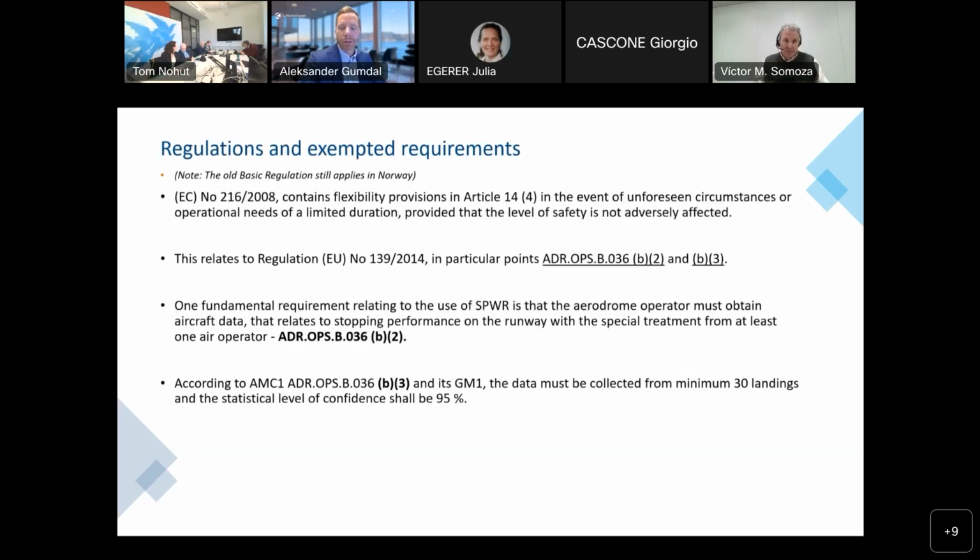The basic regulation contains flexibility provisions in Article 14.4 in the event of unforeseen circumstances or operational needs of limited duration, provided that the level of safety is not adversely affected. This relates to regulation 139/2014, in particular points ADR.OPS.B.036, B2, and B3. One fundamental requirement relating to use of SPWR is that the aerodrome operator must obtain aircraft data that relates to stopping performance on the runway with a special treatment from at least one air operator. According to AMC1 to ADR.OPS.B.036, B3 and its guidance, the data must be collected from a minimum of 30 landings, and the statistical level of confidence shall be 95%.